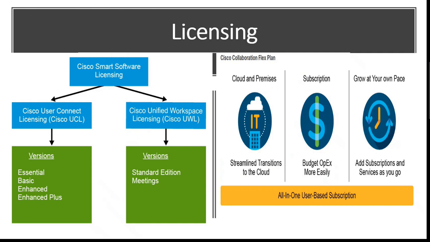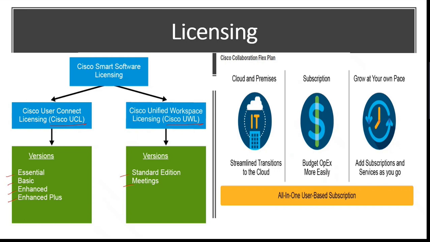Then different licensing models exist. In licensing, we have Cisco Smart Software Licensing, which is of two types: Cisco User Connect license and Cisco Unified Workspace license. There are different versions of it. For User Connect, we have Essential, Basic, Enhanced, and Enhanced Plus. Based on your requirement, you can see which license you would require. For Workspace licensing, we have Standard Edition and Meeting Edition.